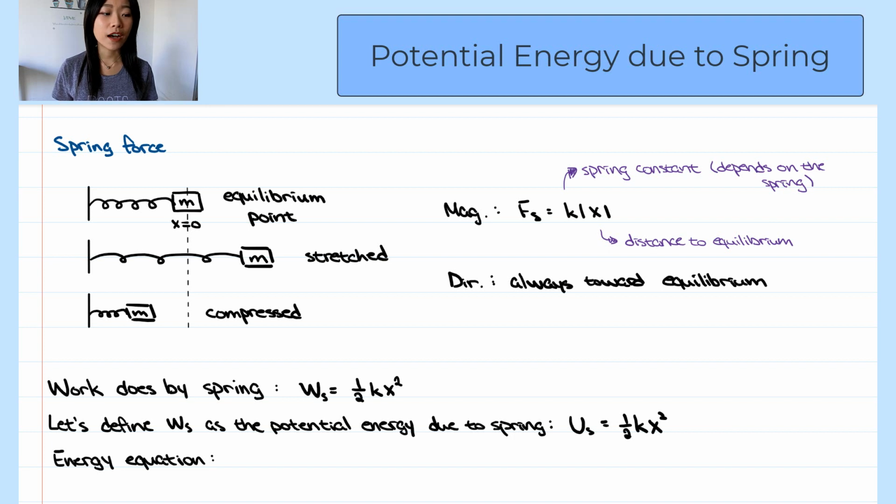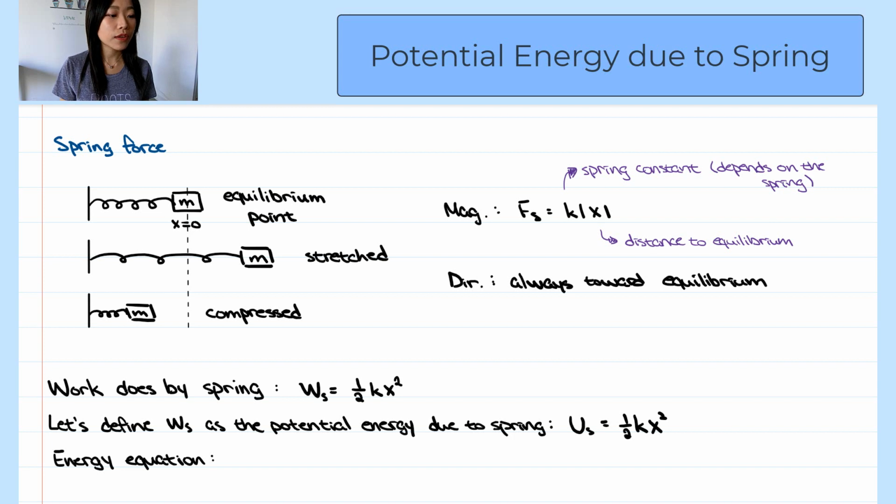The magnitude comes from Hooke's law. When an object is attached to a spring, the magnitude of the force exerted by the spring is k times the distance to the equilibrium point. The k is the spring constant, and it depends on the spring. The absolute value of x is the distance to the equilibrium point. The equilibrium point is when there are no forces acting on the spring. Then we set the natural point as the equilibrium point.